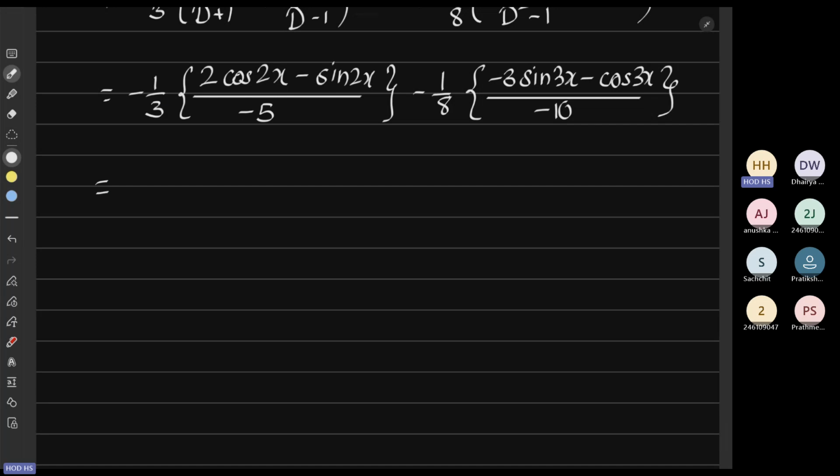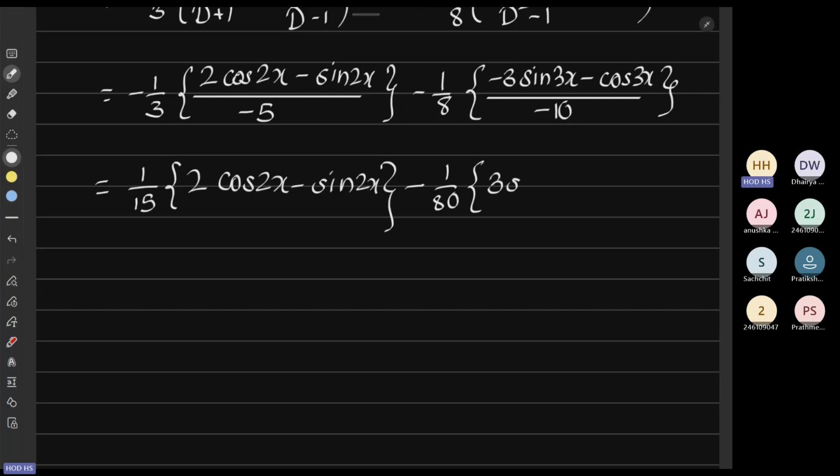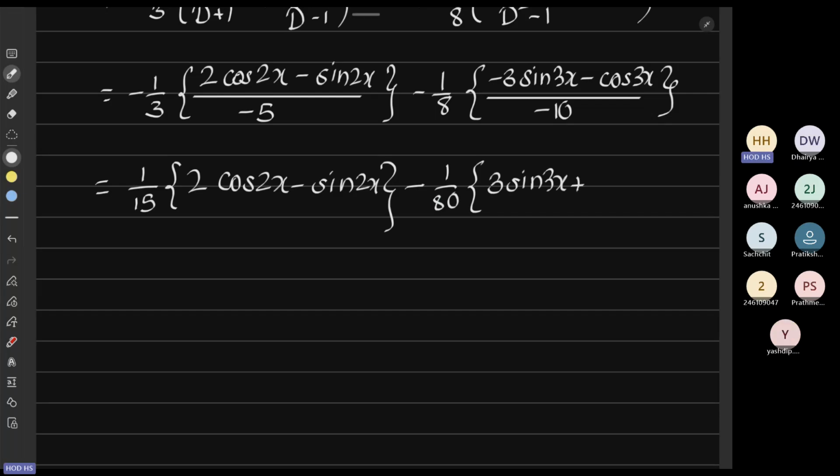So I will cancel out these negatives. I will have 1/15 (2 cos 2x − sin 2x), and notice that there are three negatives, so I will write down −1/80 times (3 sin 3x + cos 3x). And notice that this is not yet my complete solution, this is just my particular integral.